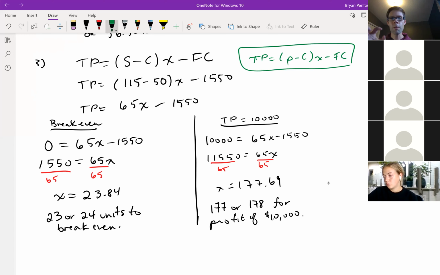Right, so the hard copy textbook uses P takeaway C, but from my perspective, this small p and the capital S are interchangeable. So you can use either formulation for the total profit function, it'll be fine.